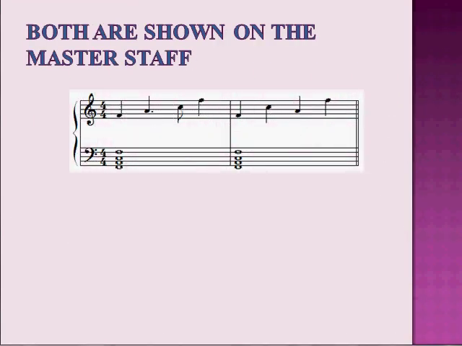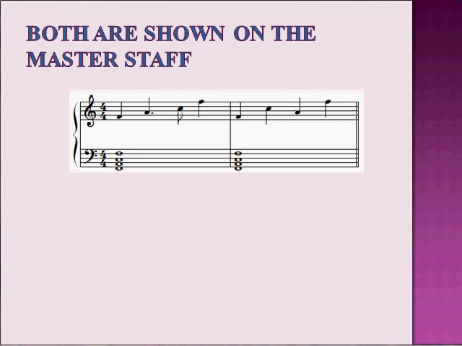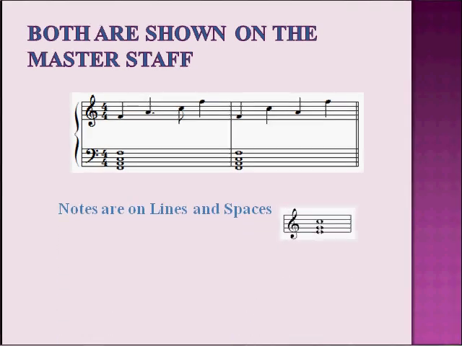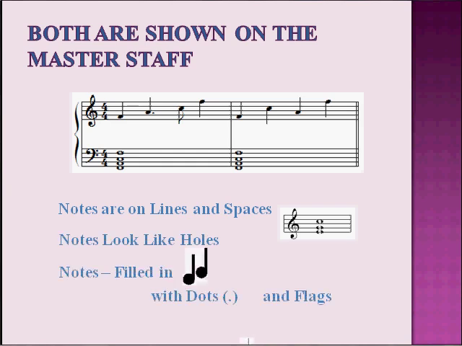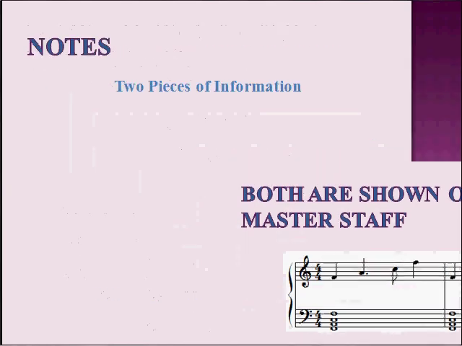Both of these attributes are covered on the master staff. In this case, we can see that the notes are going up and down in lines and spaces, and they have also different symbols associated with them. These different symbols look like some donut holes. Here on the bottom, we have what are called whole notes, and then up here on the top, we have some of those donuts filled in, and we have stems on them, we have some dots, and we have some flags. These all convey some type of duration of the note.